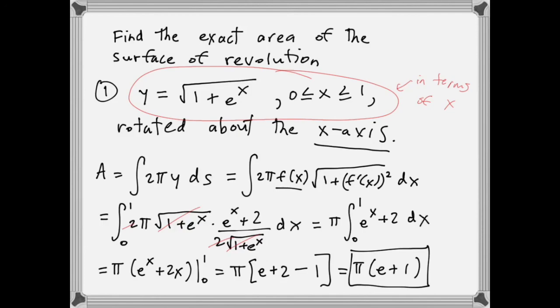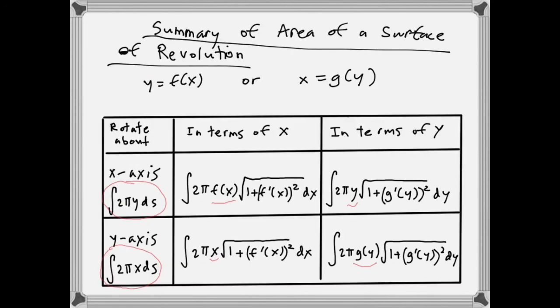So if we go back to our table here, you obviously don't have to copy this into your own notes, but I rotated around the x-axis, and everything was in terms of x. So that means that number 1 followed this in my table. It was this type: x-axis rotation, in terms of x. Okay?